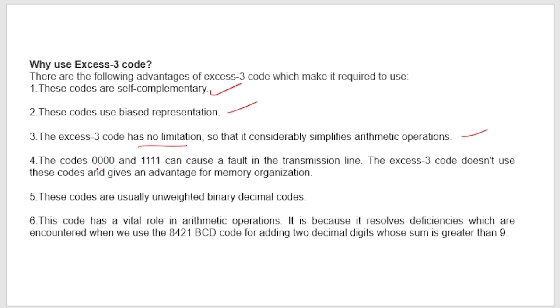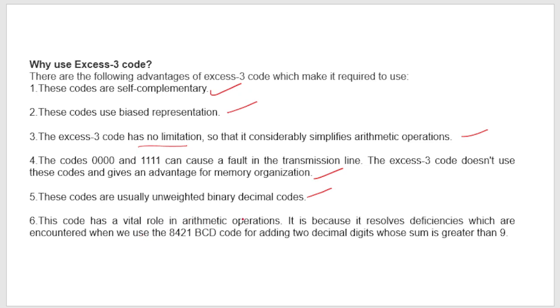The code 00001111 can cause a fault in the transmission line. The excess-3 code doesn't use these codes, which gives an advantage for memory organization. These codes are generally unweighted binary decimal codes.